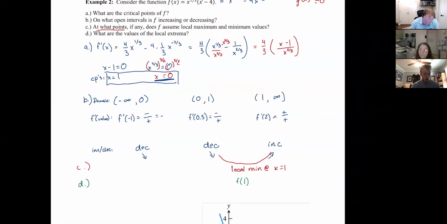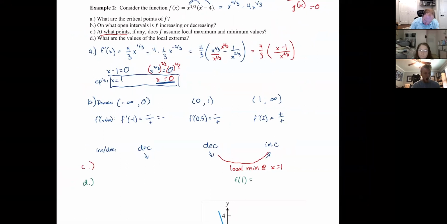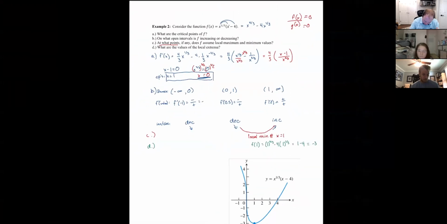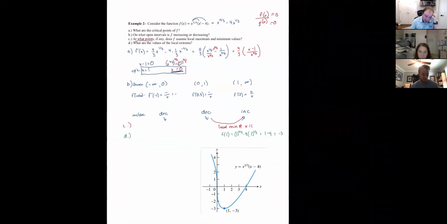So the original, which is way up here, is 1 to the 4/3 minus 4 times 1 to the 1/3, which works out to be 1 minus 4, or -3. So that right there, you can see is consistent with what our graph is down below. And that is how you apply the first derivative test from the beginning to the end.